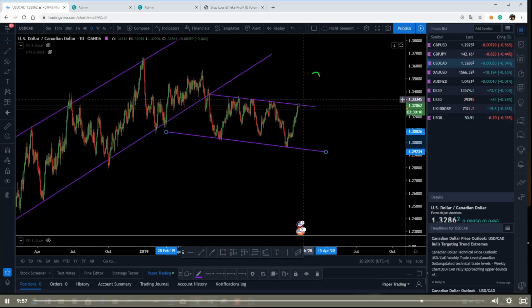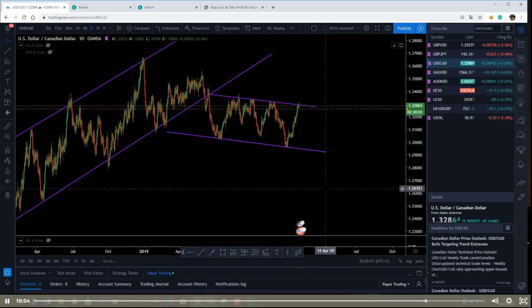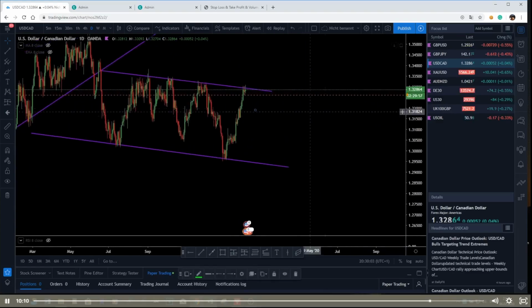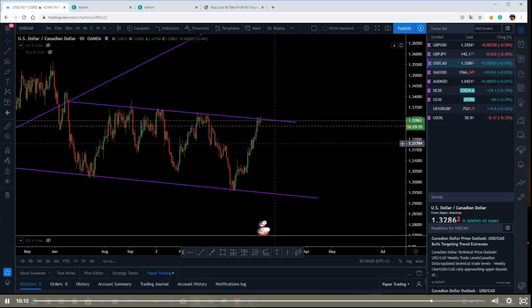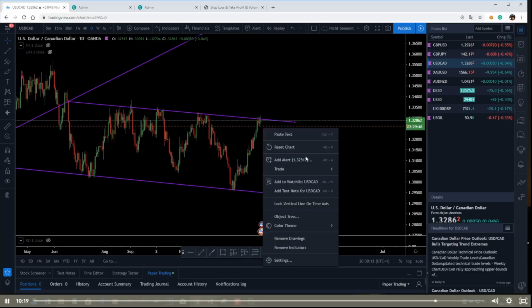Even if it's breaking the level, you can trade in both directions. The only thing you have to do is wait for the move. You can place pending orders around that move. So when you see this level is clearly breaking, then you can place orders around that area, or you can set alerts.